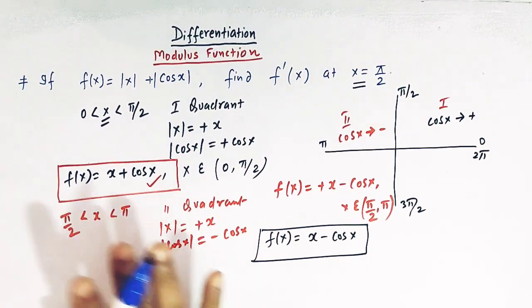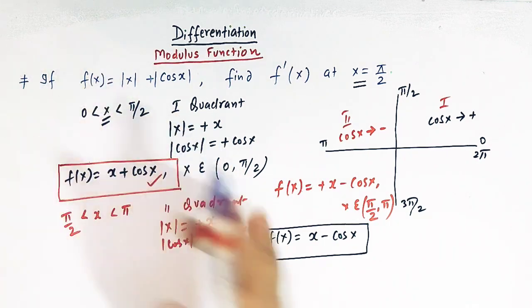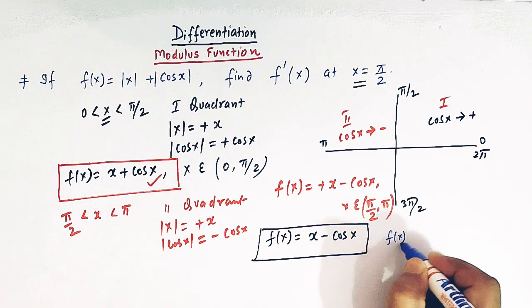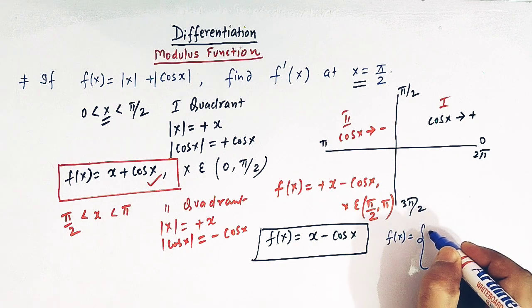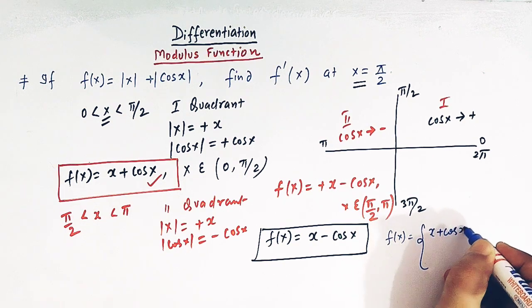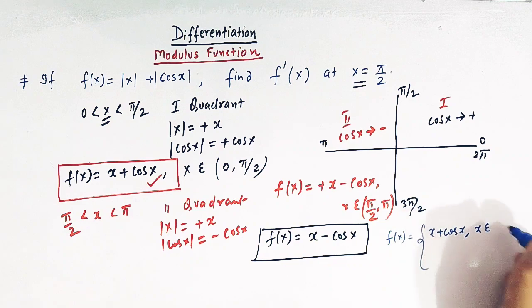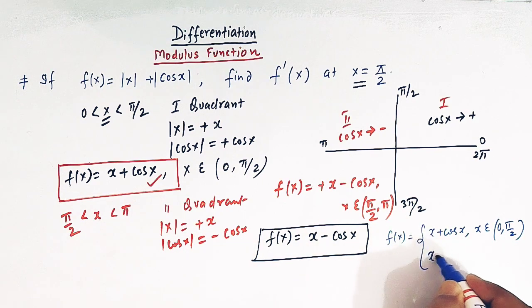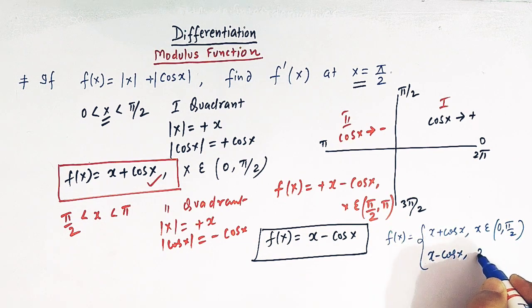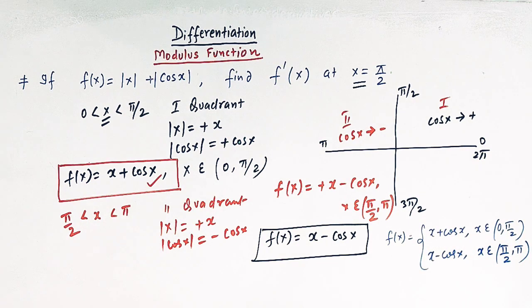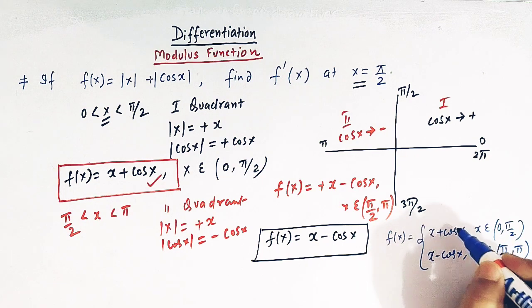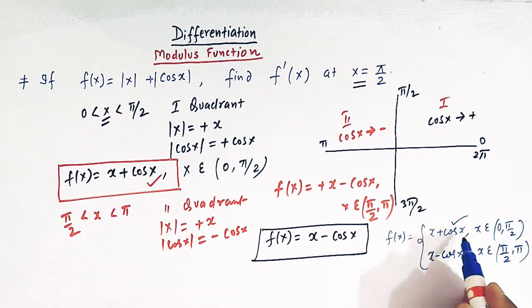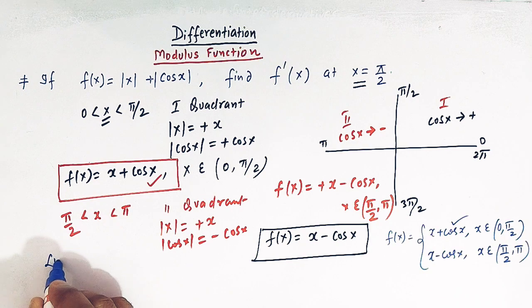So now we can redefine, or rewrite, this function as f of x is equal to x plus cos x when x belongs to 0 to pi by 2, right? And f of x is equal to x minus cos x when x belongs to pi by 2 to pi, right? And now we'll utilize this result for getting the left hand derivative, right?